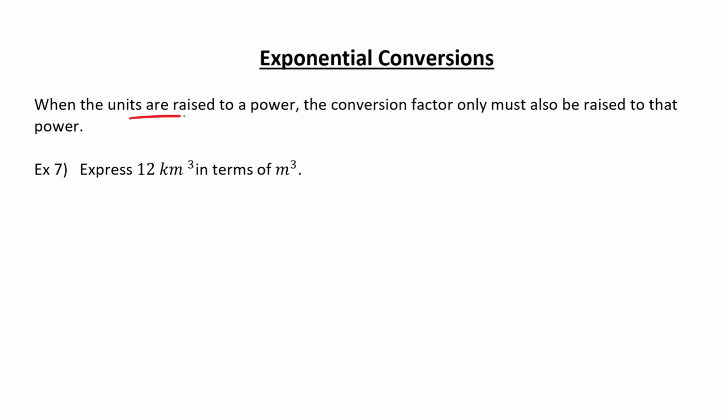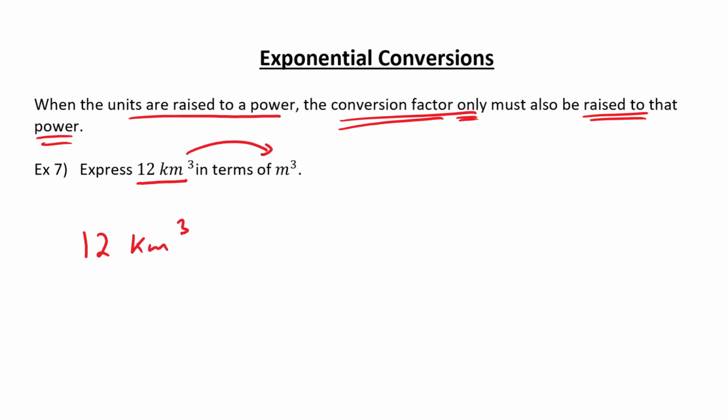So when units are raised to a power, the conversion factor, only the conversion factor, must also be raised to that power. Let me show you what I mean. Write down what I'm given. 12 kilometers cubed. I want to go from kilometers cubed to meters cubed. Let's figure out our conversion factor. Now, if I'm talking about kilometers and how it relates to meters, 1 kilometer is 10 to the 3 meters. But I don't care about kilometers and meters. I care about kilometers cubed and meters cubed.